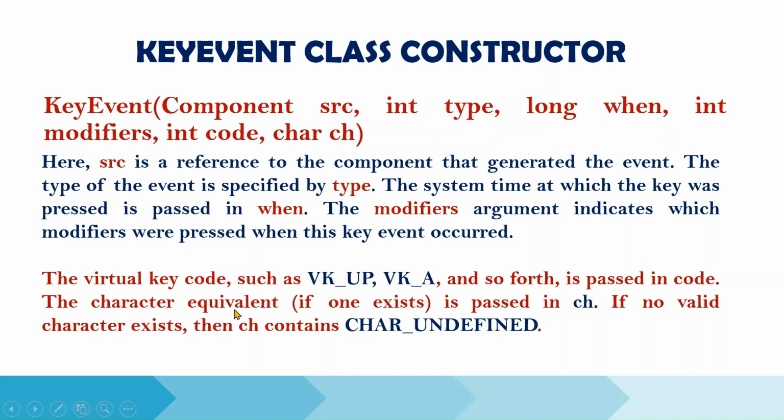The character equivalent, if one exists, is passed in ch. You have a virtual key and you have a character like A to Z. If you want to specify the character, you can specify it here. If no valid character exists, so there is nothing there, then you can write CHAR_UNDEFINED.